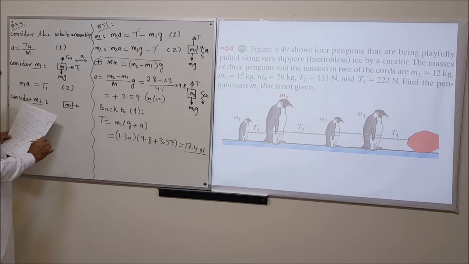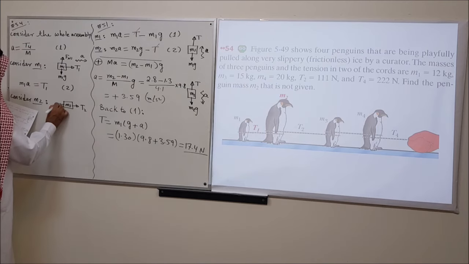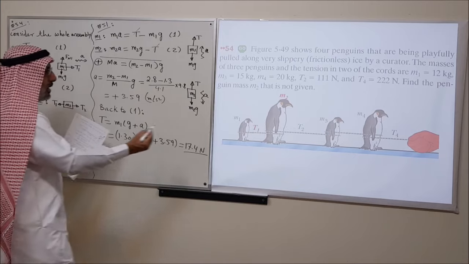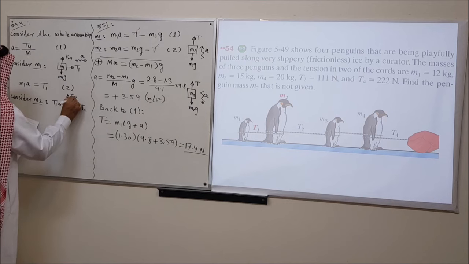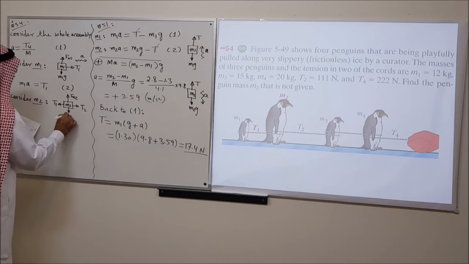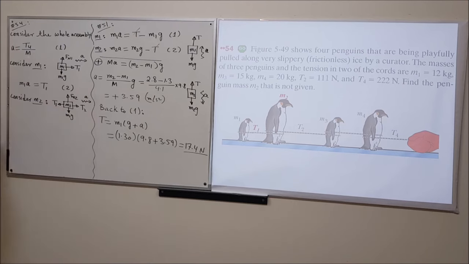There is the tension T2. Do we have that given? T2, yes, 111. And here we have the tension T1 in this cable. And then we have the normal force, Fn2, and the gravitational force, M2g, and it is accelerated to the right. So Newton's second law for this one says M2 times A is equal to T2 minus T1. And this is our equation number 3.